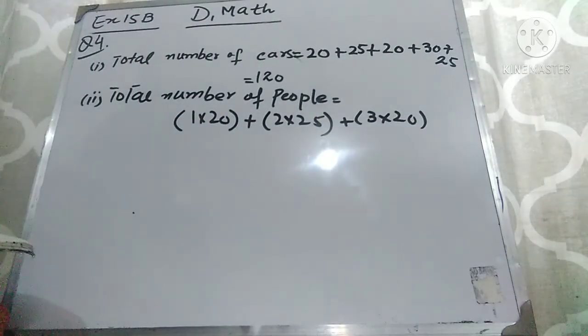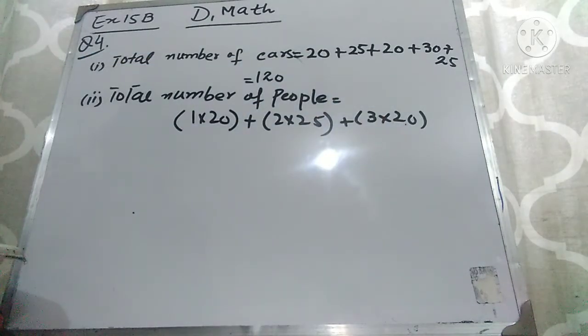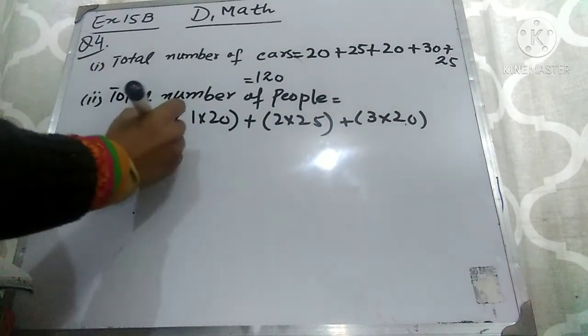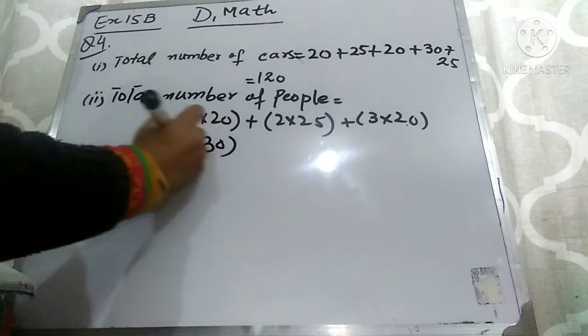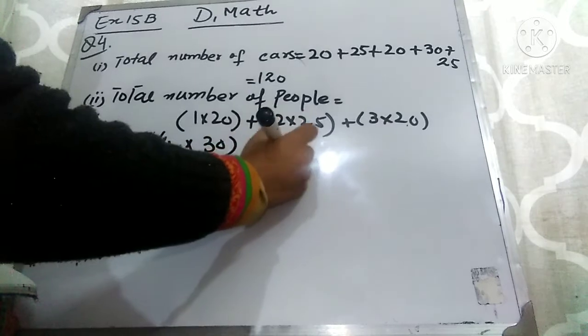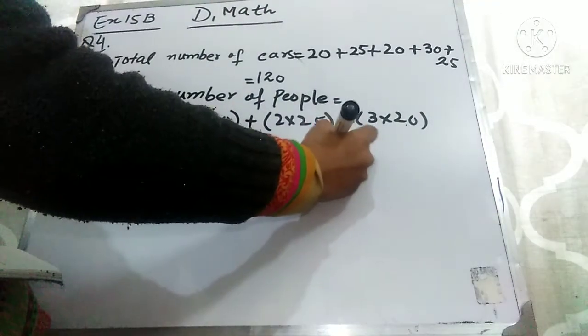Okay, so the bar goes till 20, means there are 20 cars in which one person is sitting. Then second, two persons sitting in 25 cars because the bar goes till 25. And third, three persons are sitting in 20 cars. It means that the bar goes till 20, so we'll multiply 3 with 20. The same way, 4 persons are sitting in 30 cars because the bar goes till 30, and the 5 persons are sitting in 25 cars because the bar goes till 25.